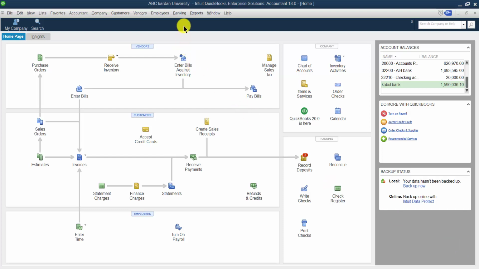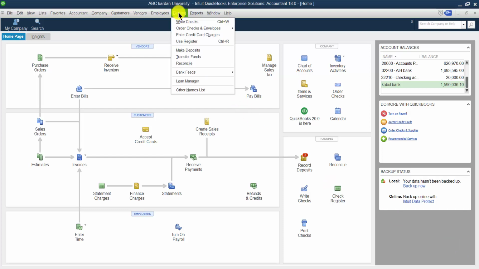Bismillah ar-Rahman ar-Rahim. So let us go for the banking section. In the banking section, we will discuss the following topics. But the first one is, of course, write check.